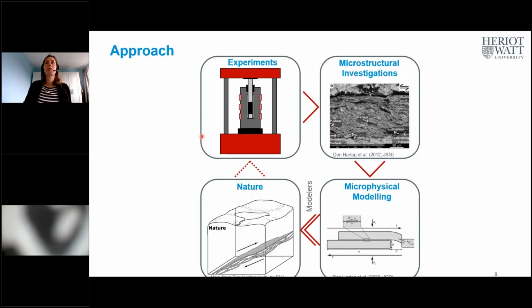The approach adopted consists of several steps. First of all, informed by nature, we perform experiments. Then we collect the experimentally deformed materials and look at the microstructures in them to understand the processes that occurred during the experiment. Those are then used to define a microphysical model, which is a collection of mathematical equations to describe the behavior of the fault gouge, and this can then be used by modelers to extrapolate the behavior to nature.